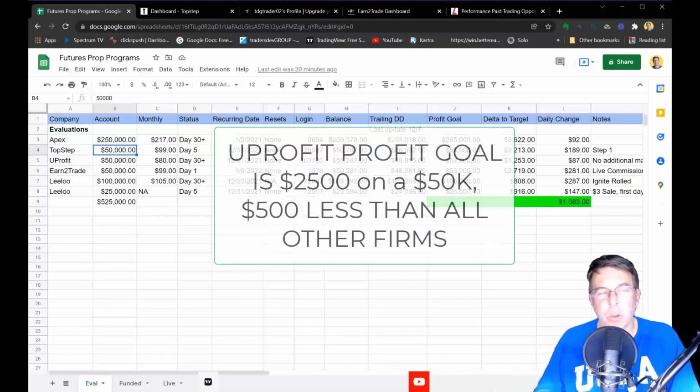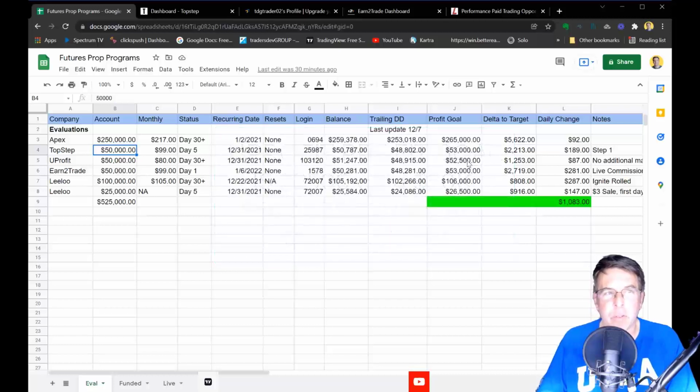The one difference with UProfit is their profit objective is $500 less than every other firm for $53,000, and it's a lot less than something like TopStep, where you have to go through it twice. Earn to Trade, this was the first day I traded Earn to Trade, so I made $281 there. I have a little longer on that.